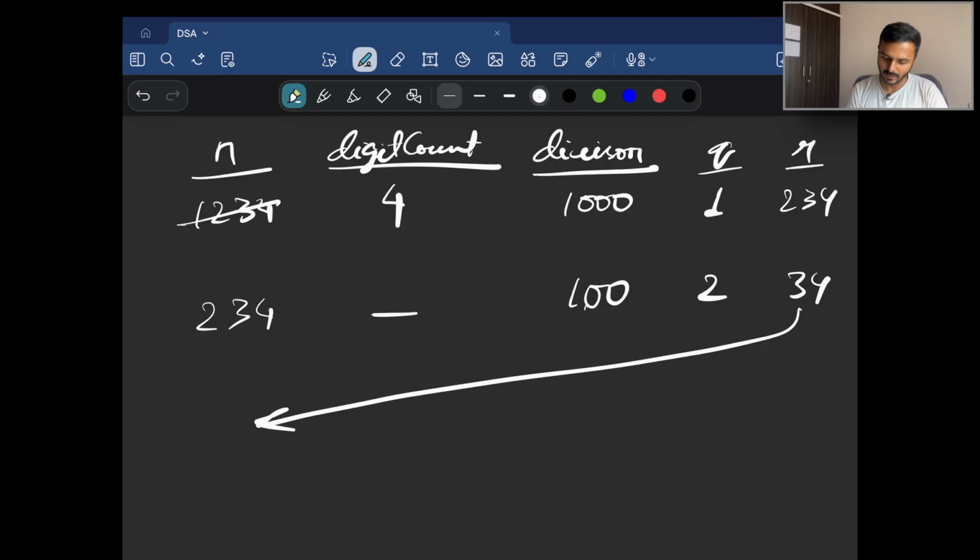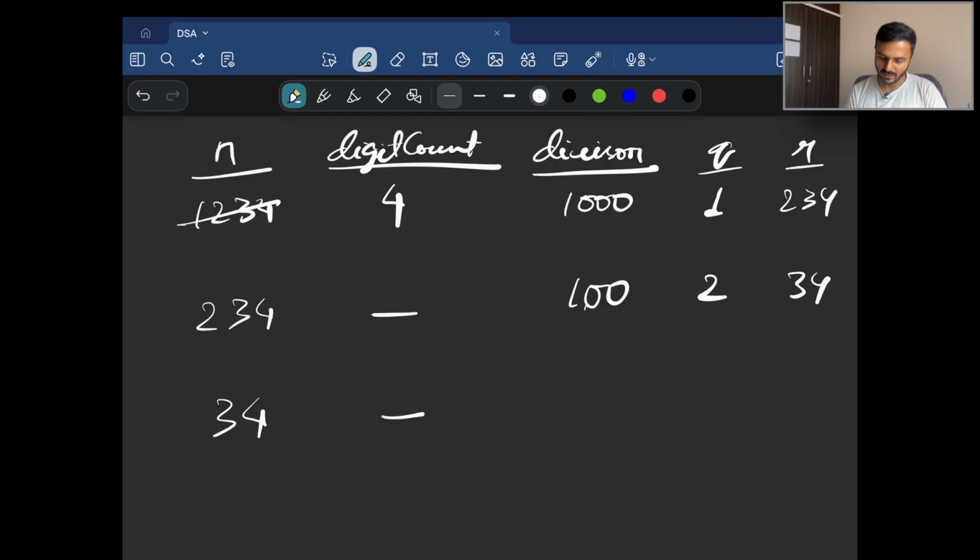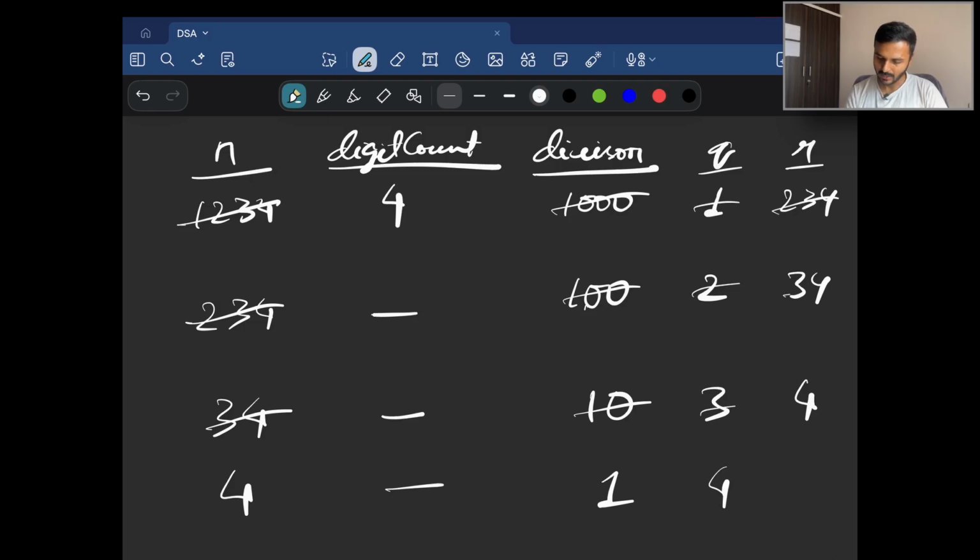Then this 34 would be the value of n for the next cycle. No need to count the number of digits. Take the divisor as 10, quotient is 3, remainder is 4. And then over here, n will become 4 next. And then what's going to happen is this will become 1. And then quotient will become 4 and remainder will become 0.